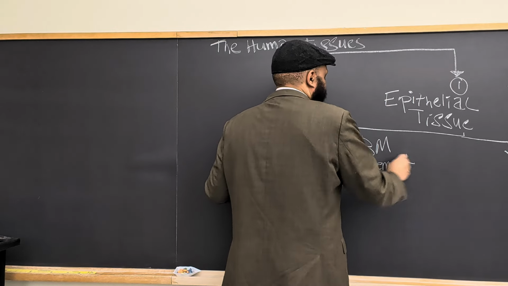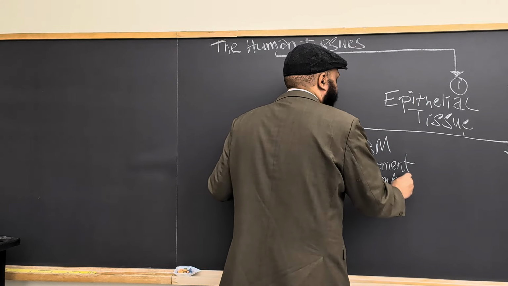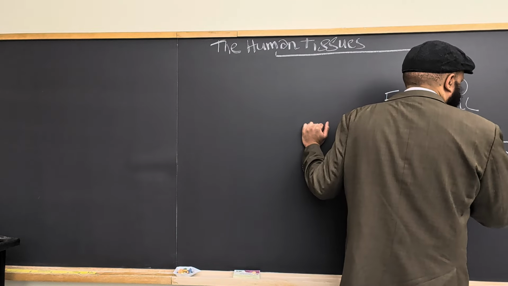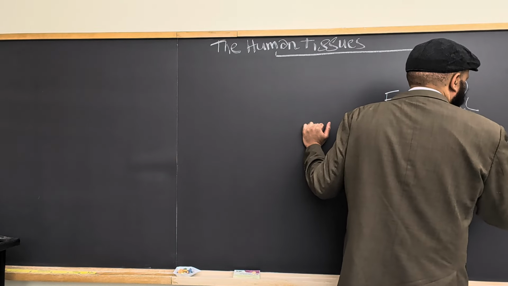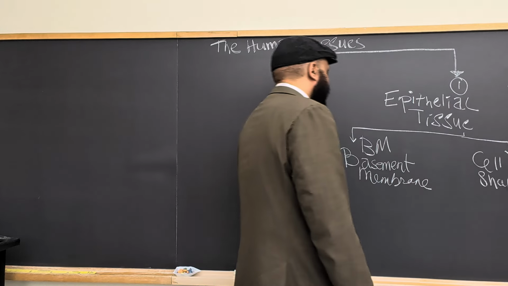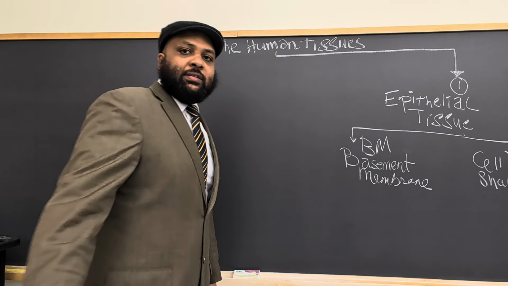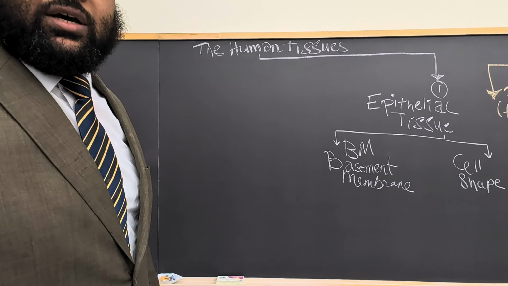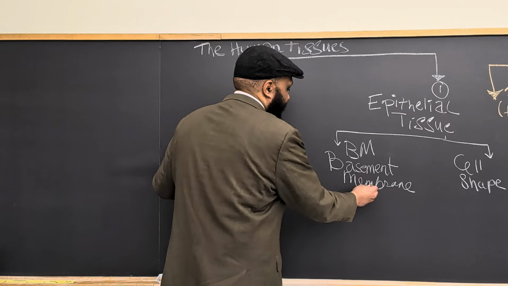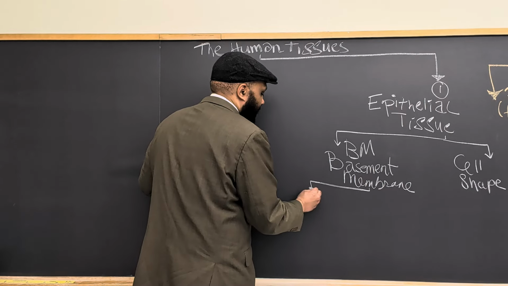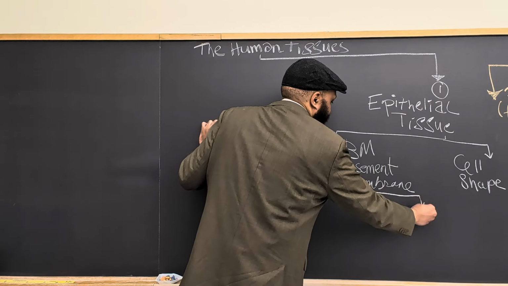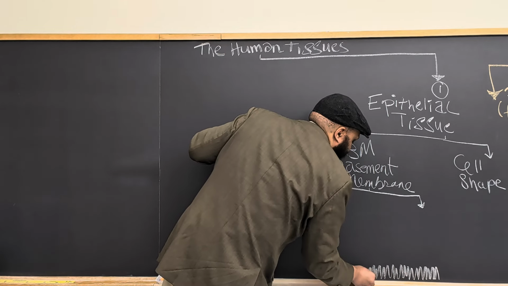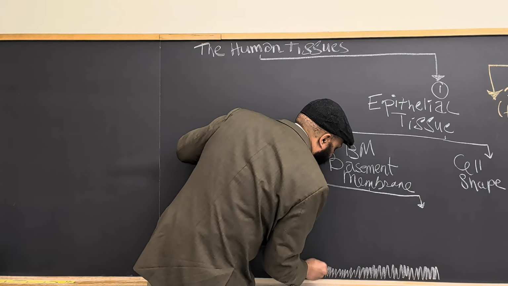Basement membrane. And also on the cell shape. How does the cell look like? And we said as far as the basement membrane is concerned, we know that the basement membrane can come in one of two different structures. So let's say this is our basement membrane down here. That's the basement membrane.